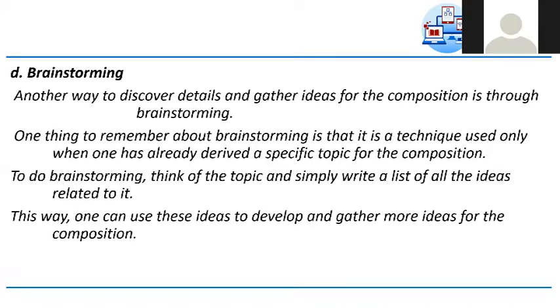It is another way to discover details and gather ideas for the composition. So one thing to remember about brainstorming is that it is a technique used only when one has already derived a specific topic for the composition. To do brainstorming, think of the topic and simply write a list of all the ideas related to it. And this way, one can use these ideas to develop and gather more ideas for the composition. Okay, so that is another technique, brainstorming.